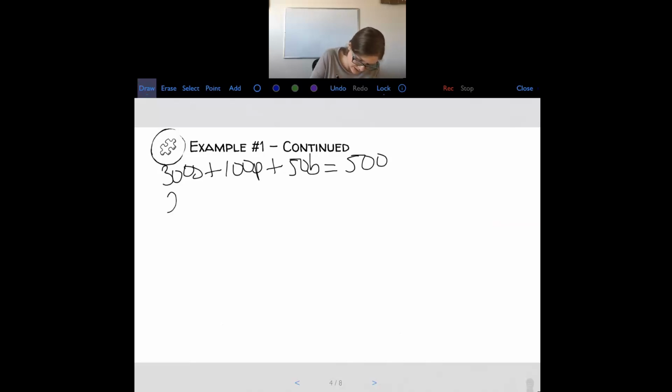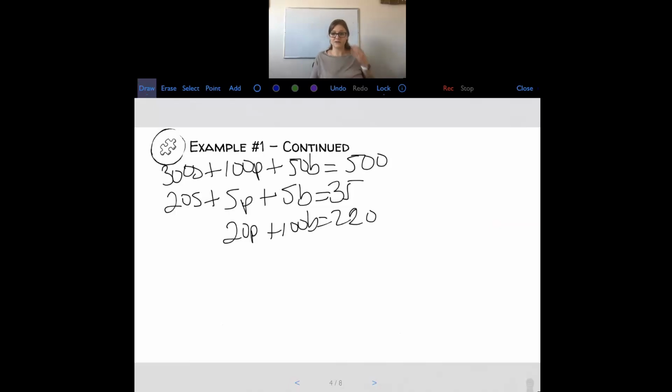And then we have 20S plus 5P plus 5B equals 35. And then we have 20P plus 100B is equal to 220. Okay, so now our goal is to solve the system. Notice the bottom equation already has P and B.